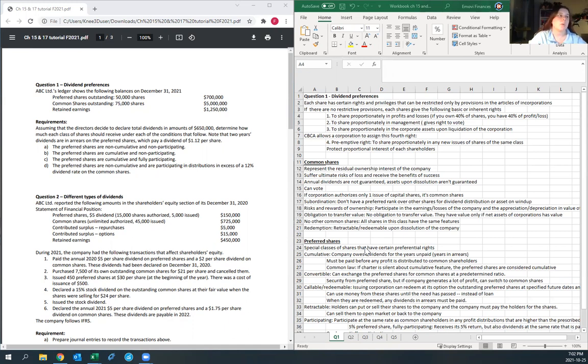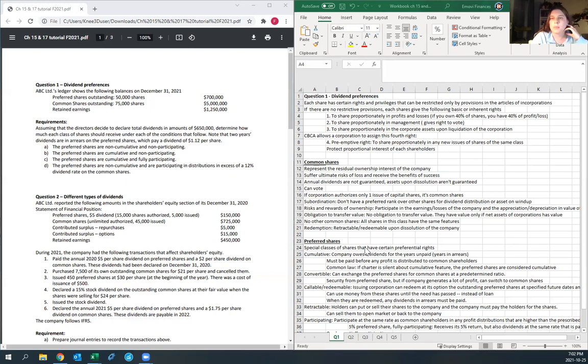They also share equally in management, so your number of shares dictates how much voting power you have in the company. And each share shares proportionately in the corporate assets upon liquidation of the corporation. And in Canada, the CBCA allows a corporation to assign a fourth right, the preemptive right, which is to share equally in any new issues of shares of the same class. This is to protect each shareholder's percentage of power in the company.